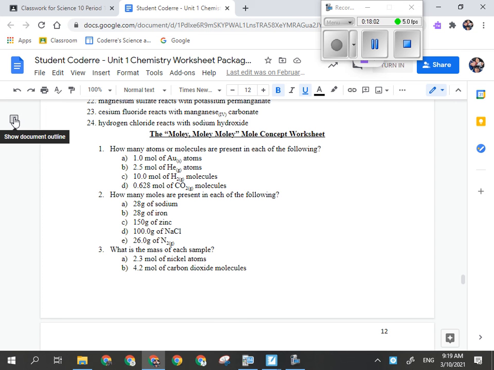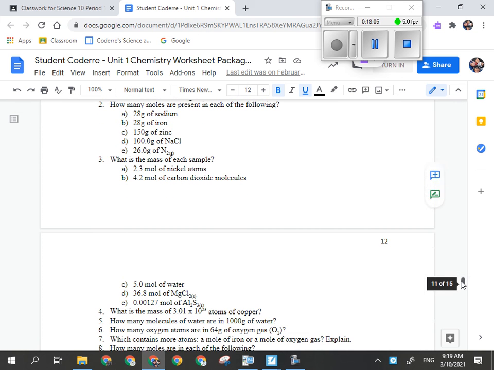Okay, I want you guys to actually start with question number 2. It's on the bottom of page 11, bottom of page 11 on the mole equation worksheet. So starting with question number 2.